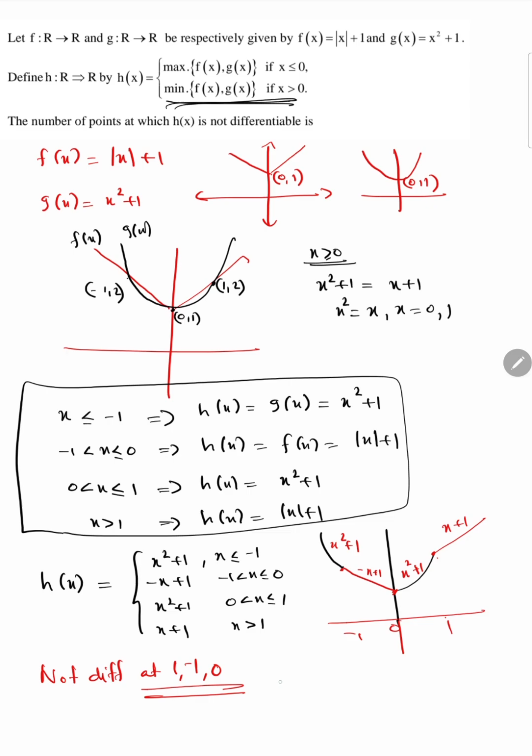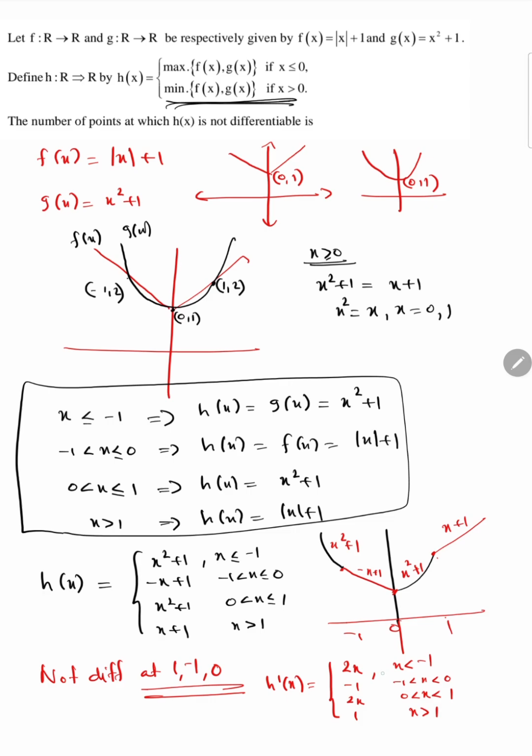Now if you want to know it specifically, you can differentiate the function piecewise, and then you can also check. This is 2x when x is less than minus 1. Do not include equality because we don't know whether it is differentiable or not. Then this is minus 1, again you will get 2x for 0 less than x less than 1, and 1 when x is greater than 1.